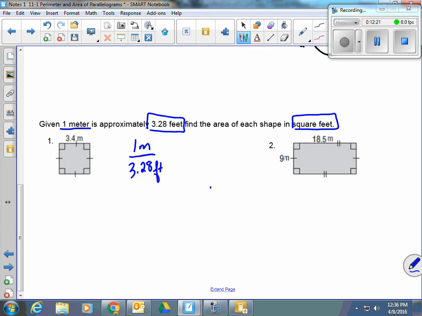What do I have right here? I have 3.4 meters, but I don't want meters, so I have to make sure that whatever it is that I want goes on top. So because I want it in feet, I want the feet on top. That's what we're looking for, right? And it's 3.4 meters.